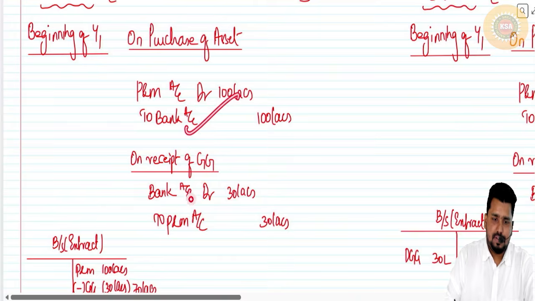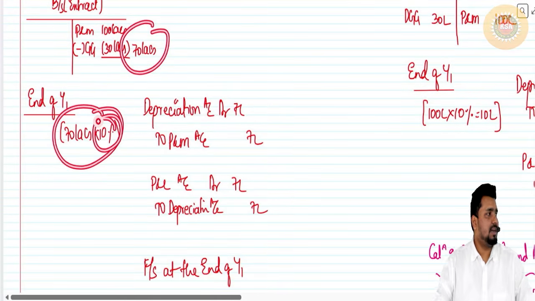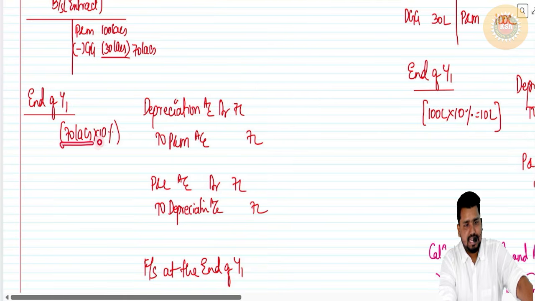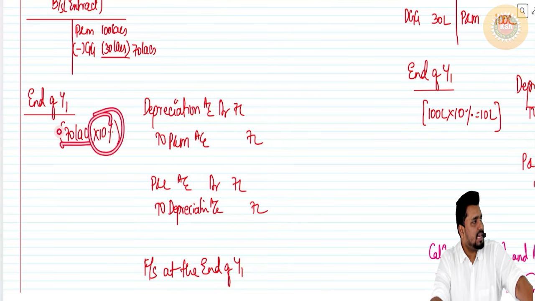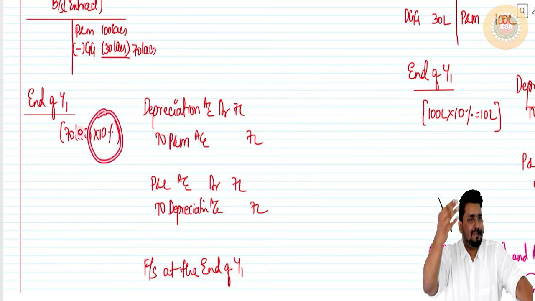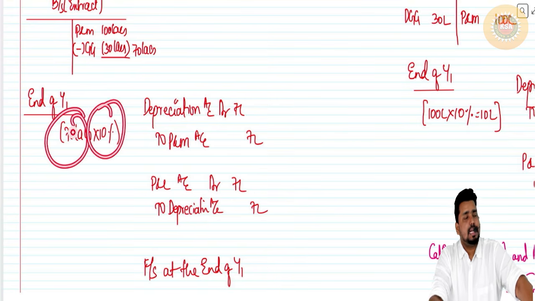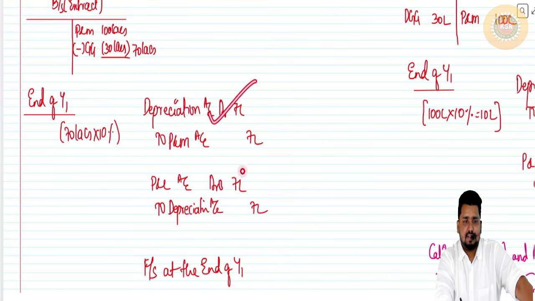See, as you said, first 2 entries are okay. 70 lakhs is appearing since it is WDV method. Percentage is there. What is it? 70 lakhs into 10%. This percentage is after considering what value? Scrap value. You remember the derivation I told you. So once again, you don't subtract scrap value. So 70 lakhs into what percentage? 10%. How much is that? 7 lakhs.